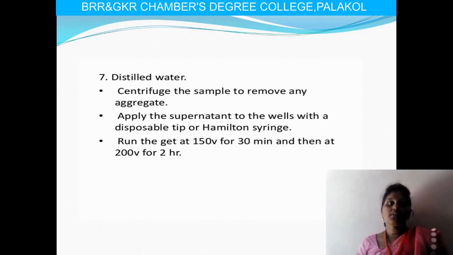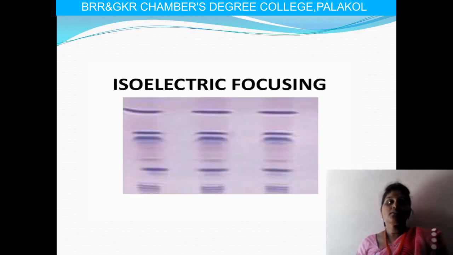So this is the procedure to follow for isoelectric focusing. Here we can use the ampholytes and pH gradients for the separation of different molecules based upon their pH. Okay, so this is the process of isoelectric focusing. During that we can observe different types of bands based upon their pH. We can observe different sizes of the bands.